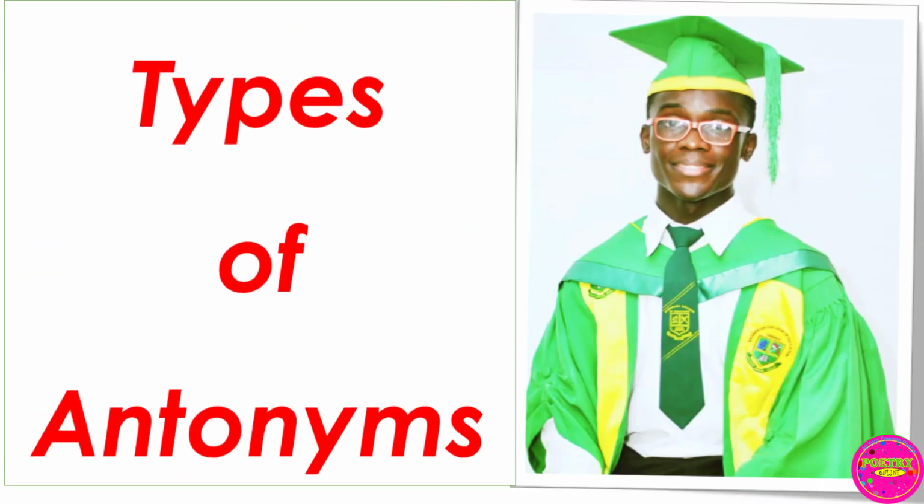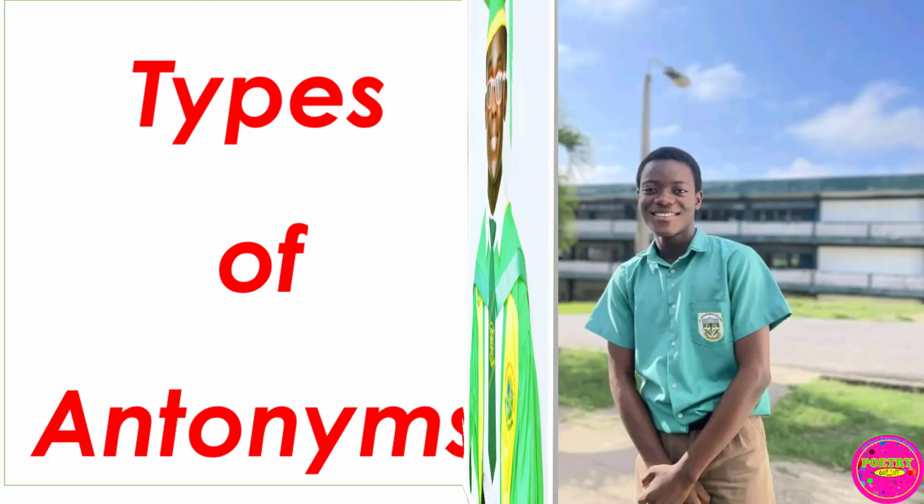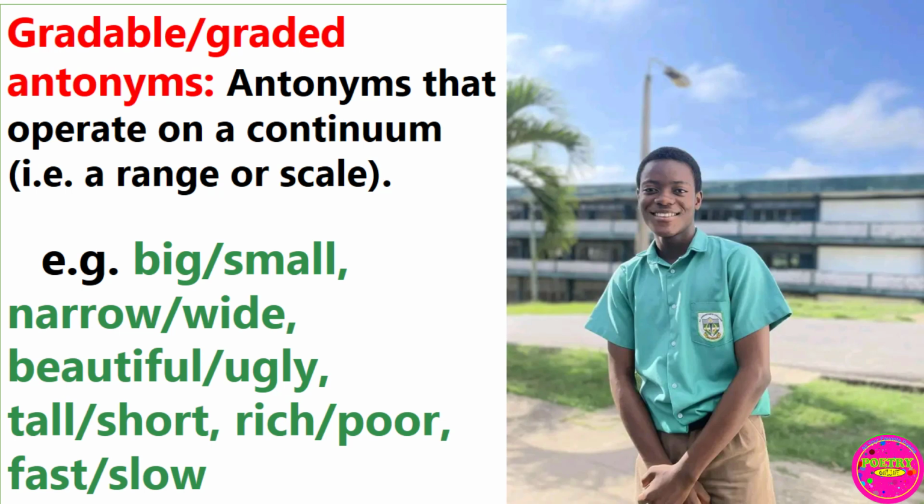Let's now discuss the types of antonyms we have. There are three types of antonyms. 1. Gradable or graded antonyms. When we say gradable or graded antonyms, what do we mean? These are antonyms that operate on a continuum, or they are antonyms that operate in a range or a scale.